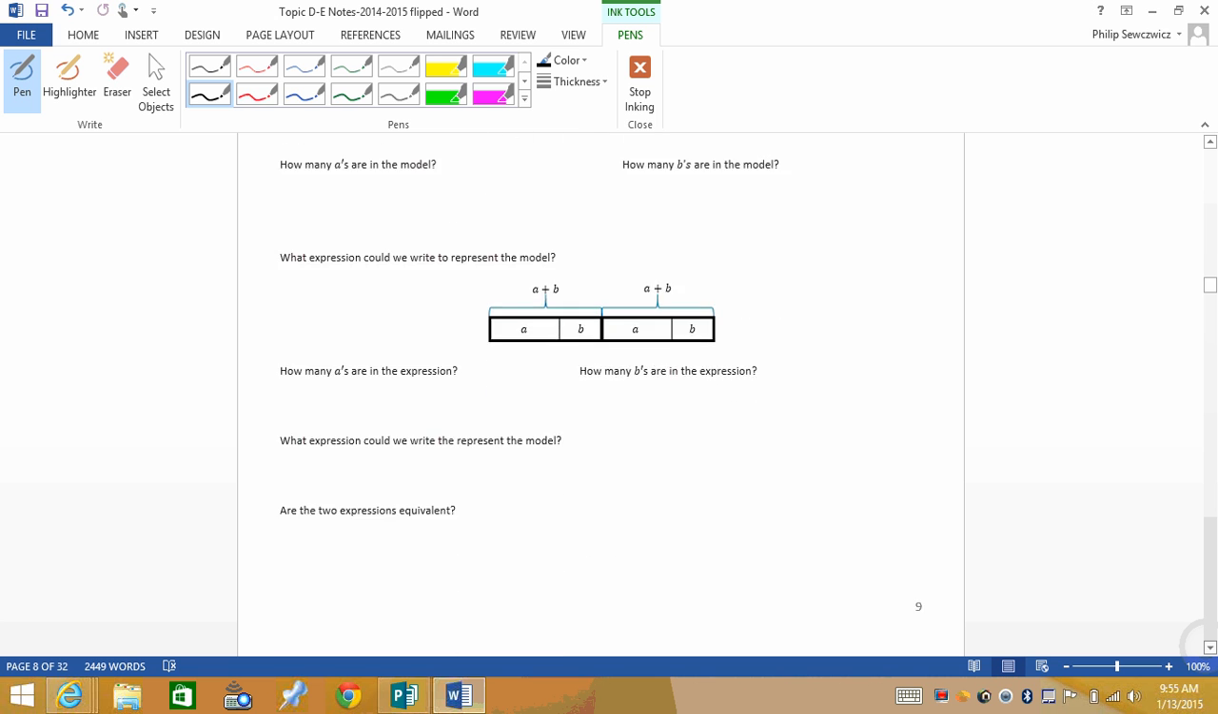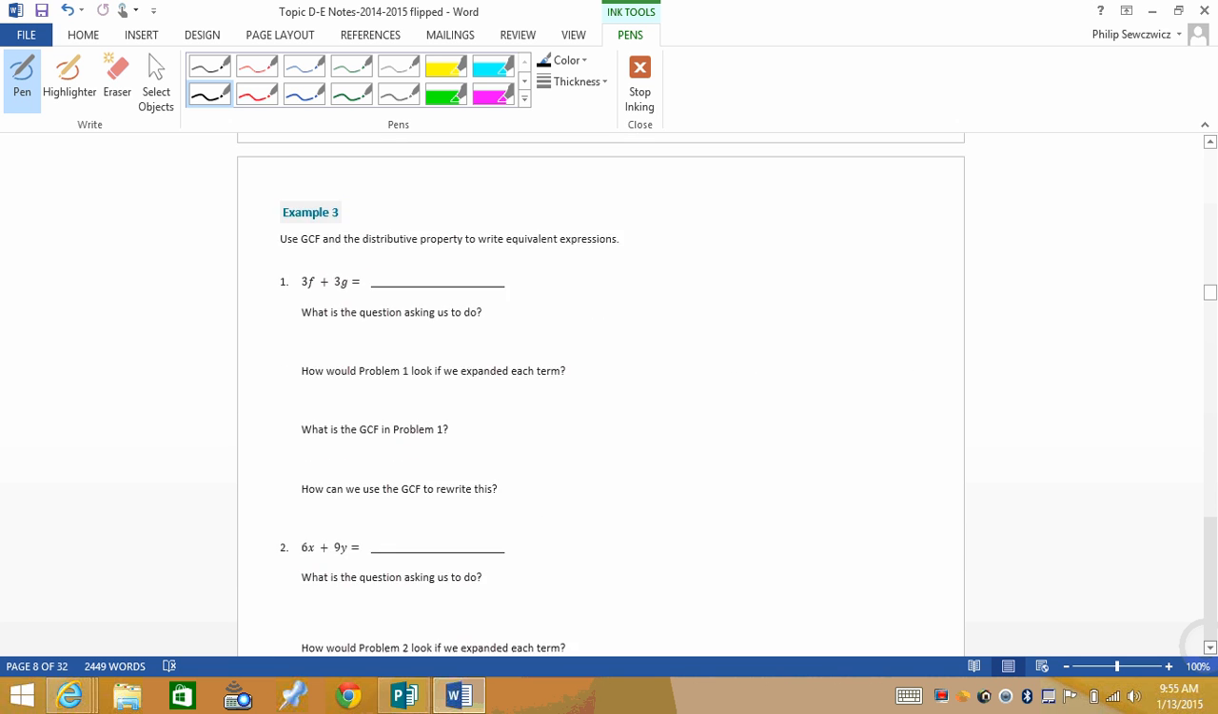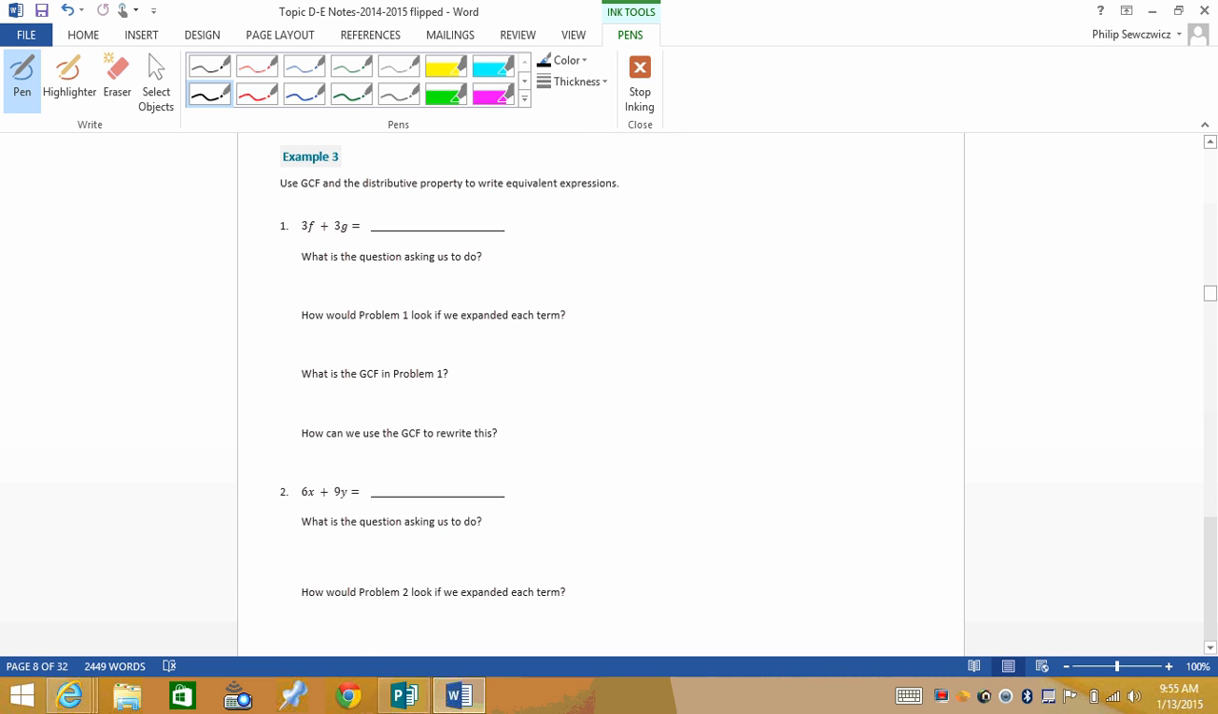So let's skip on down to example number 3, and this is what we're after. We want to use the greatest common factor and the distributive property to write equivalent expressions. So the main thing is this. Who is the greatest common factor between 3f and 3g? And at first, we always look for numbers. That's the big thing. So we're looking at the 3, and we're looking at the other 3. What's the biggest number that goes into 3 and into 3? Well, yeah, it's 3. So that's who's going to go on the outside.